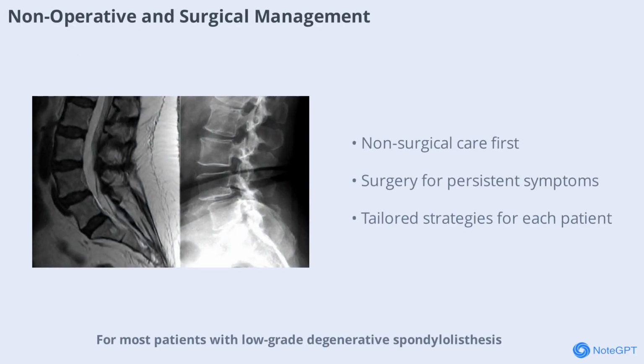For most patients with low-grade degenerative spondylolisthesis, non-operative management is the first line of treatment. This can include physiotherapy, pain management, and sometimes epidural steroid injections. The evidence supporting these approaches is mixed, but many patients experience symptom relief without surgery. When symptoms persist or worsen, especially if there is significant nerve compression or instability, surgical options are considered.